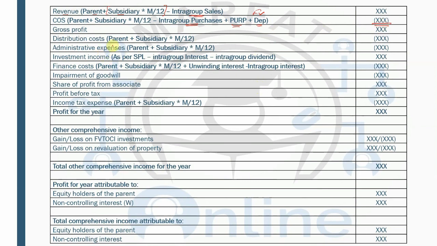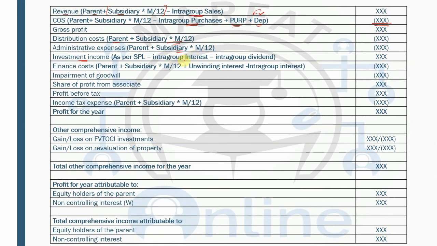So when you deduct the cost of sales from the revenue, you will get the gross profit. And then you will be having distribution cost of the parent plus subsidiary. But remember, if there is mid-year acquisition, everything will be prorated. That means months by 12. Then you have the administrative expenses.